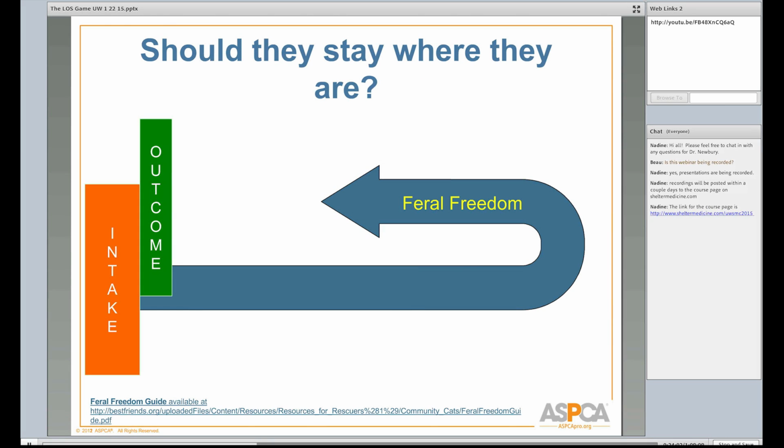The first question to ask is, should they stay where they are? Is it really the best thing? And this goes back again to really thinking about your superpowers. Is it really the best thing for that animal to come into your shelter at all?